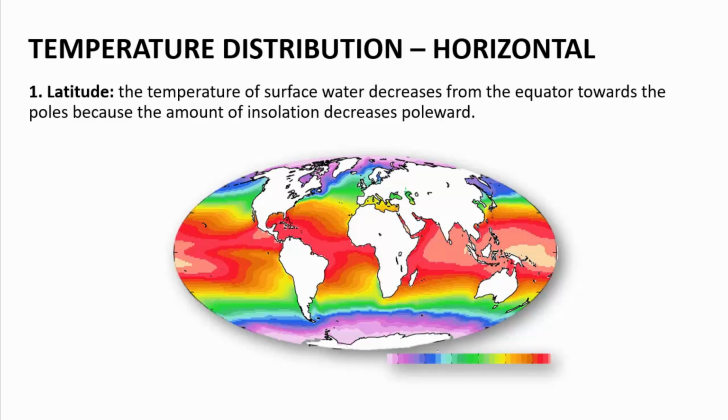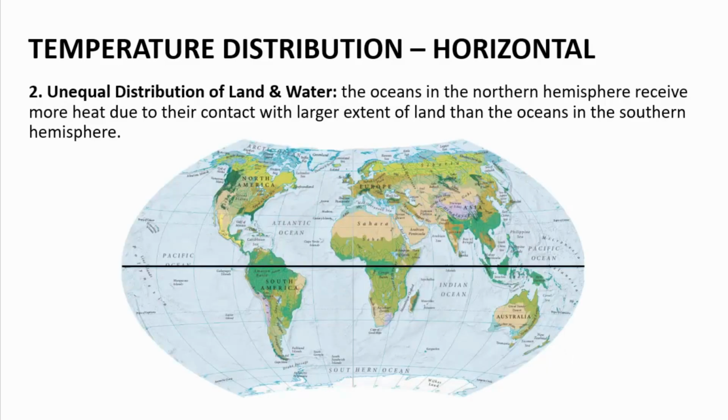And this is obviously seen now, I hope it is more clear to you all, why we see the temperature difference as we move away from the equator, and why we see the highest temperature in the equatorial region and the lowest temperature in the polar region. Now, let's move ahead and discuss the second factor. The second factor is unequal distribution of land and water.